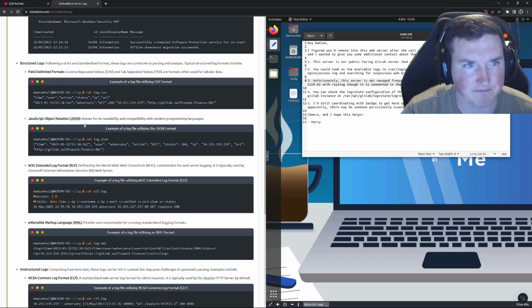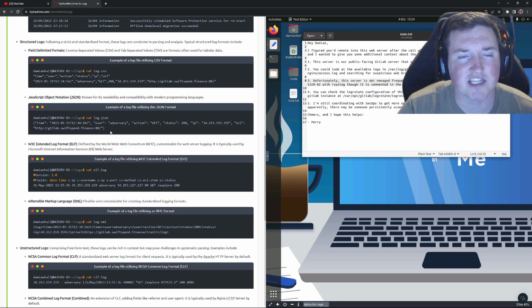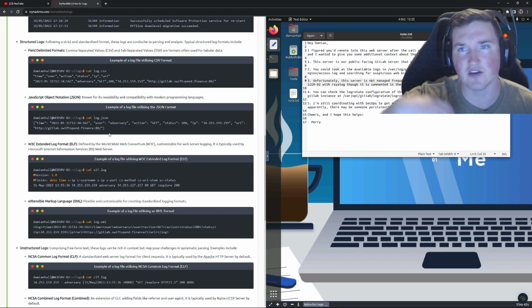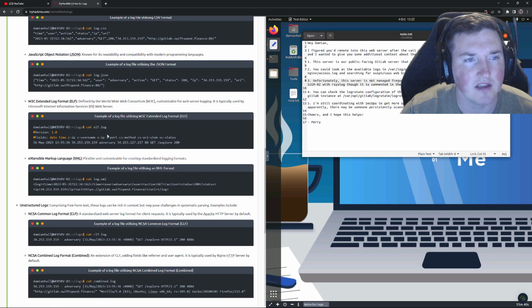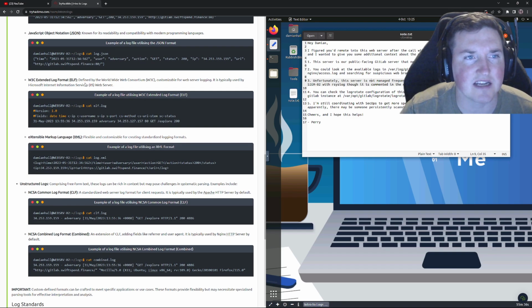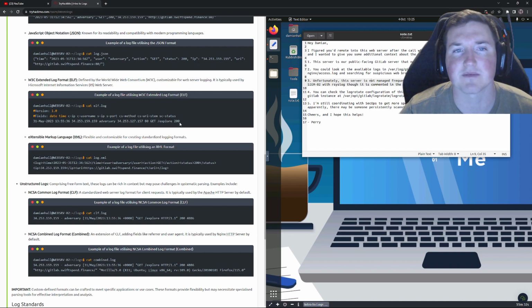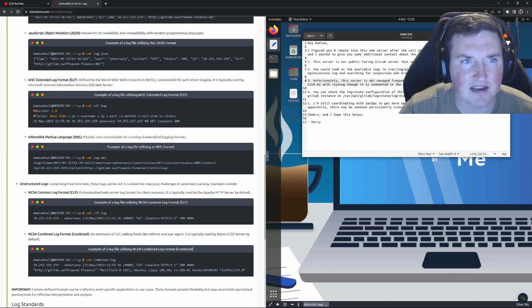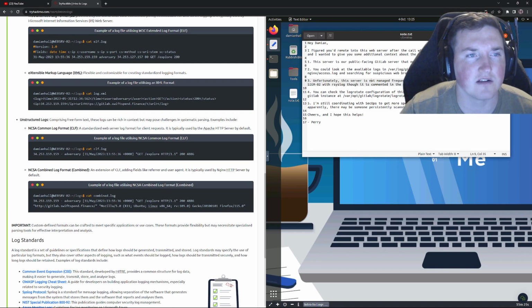That's the whole purpose. Now, JSON is super simple to read as well. So you can see this is just structured in a way that you can use it in JSON code if you need it. Again, parsing, that's the only thing they're doing. Then you have W3C extended log format, same thing, World Wide Web Consortium, customized for web server logging. Again, this is IIS server logging, so structured parsing.